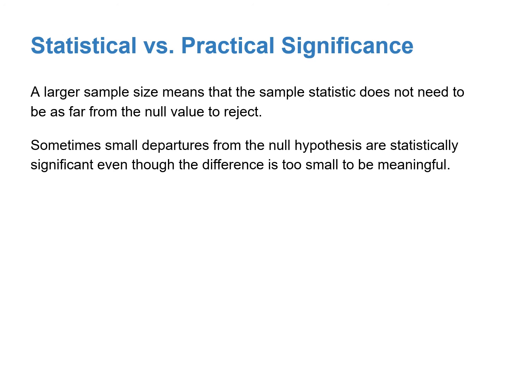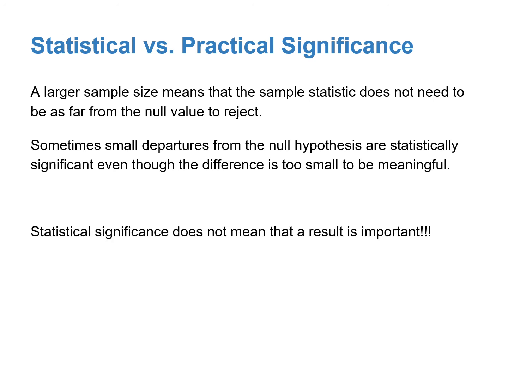Statistical significance only tells you how strong the evidence is that there is some departure from the null value. Practical significance depends on whether the actual departure from the null value is big enough to have any practical meaning. It's important to remember that statistical significance in and of itself does not mean that a result is important.